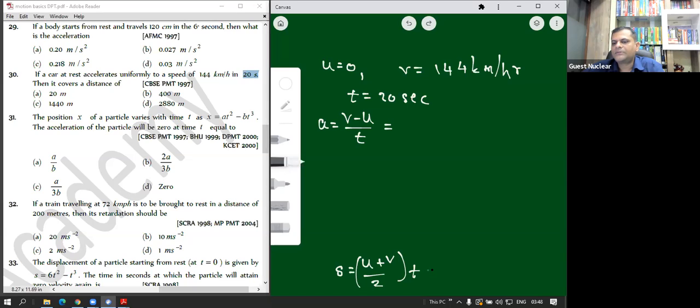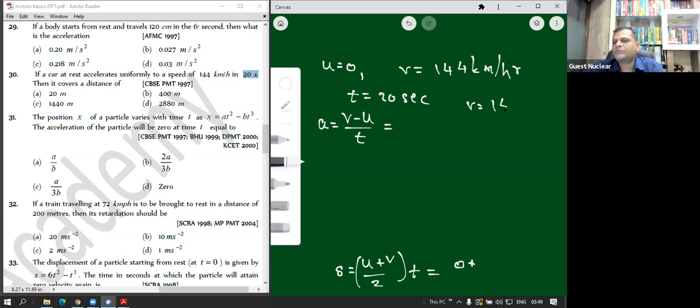ठीक है, तो अगर यहाँ पे हम ये यूज करेंगे तो फायदा ये है कि इसमें एक्सेलरेशन निकालने की जरूरत नहीं पड़ेगी. Otherwise we will have to first find out the acceleration, and then we can use either first or third kinematic equation so as to get the displacement. But if we use this equation directly, then we will not require to find the acceleration. तो देखो u कितना है 0, v कितना है 144 किलोमीटर पर आवर.